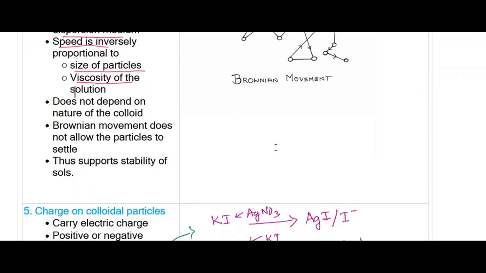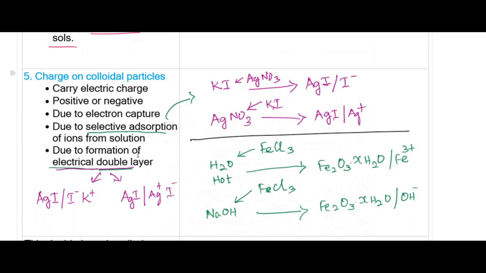However, the Brownian movement does not allow the particle to settle down, and thereby it supports the stability of sols, is it not? So this is one of the positive factors of Brownian movement. So it supports the stability of sol. Then let us get into the next one, that is charge on colloidal particles. This is a very important one.